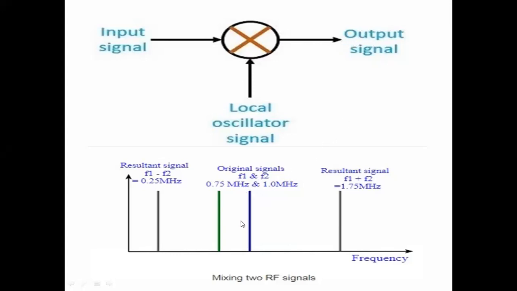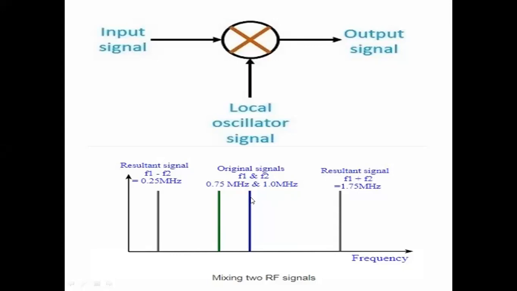Assume that here we have two original signals, F1 and F2, which are frequency signals. F1 has a frequency of 0.75 megahertz, and F2 has a frequency of 1 megahertz. These are represented like this.